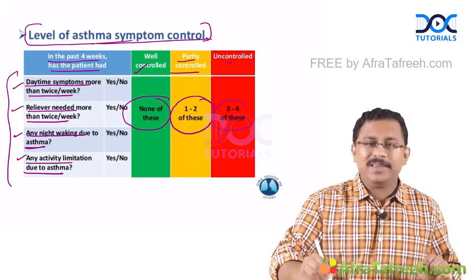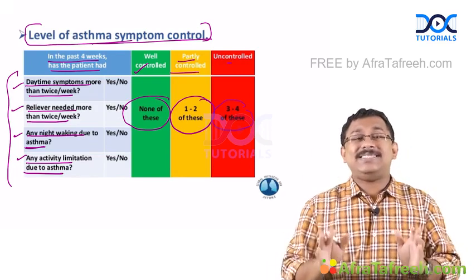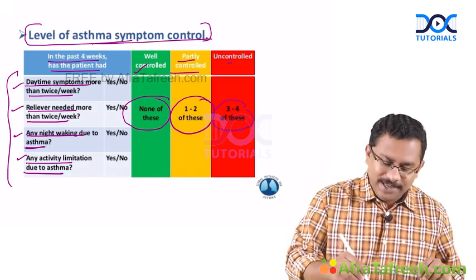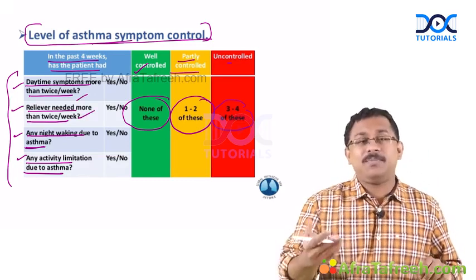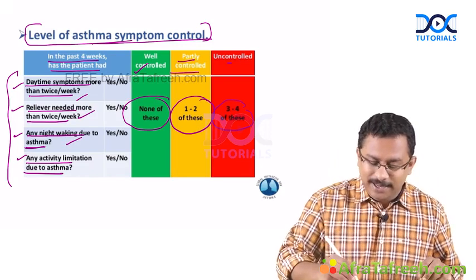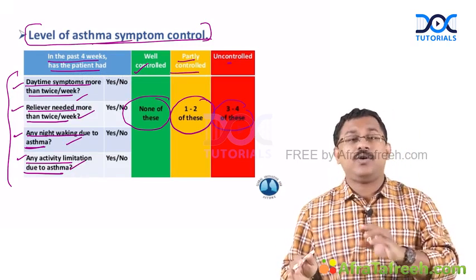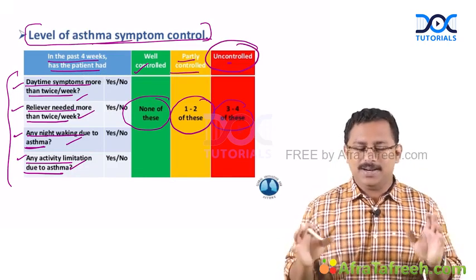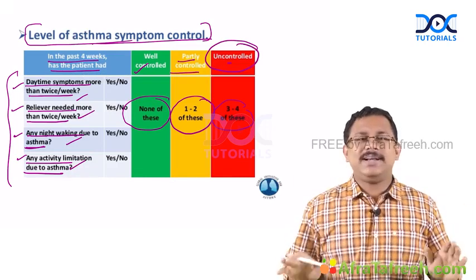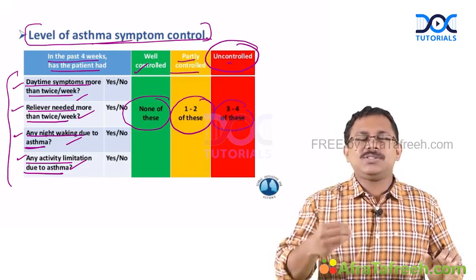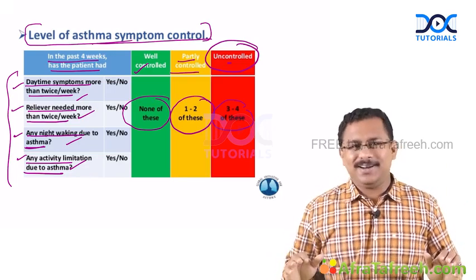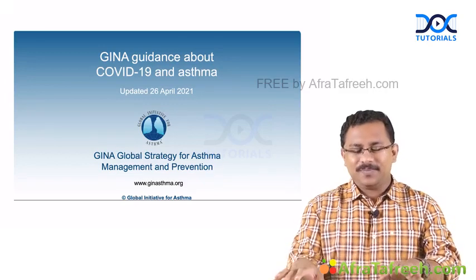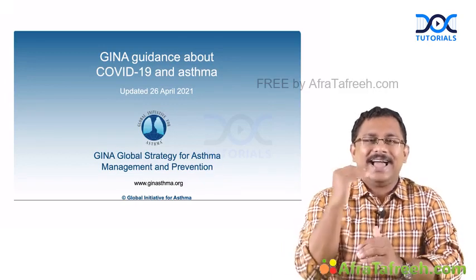Uncontrolled means, if the patient says yes to 3 to 4 questions: I am having daytime symptoms more than twice a week, I am having reliever requirement more than twice a week, nighttime wakening or activity limitation. If 3 to 4 of these, it falls into the red part of the umbrella, that is uncontrolled. Now this is for you to understand when to use well controlled, partly controlled and uncontrolled. Now we have seen in detail regarding the GINA guidelines, the track 1 and track 2.